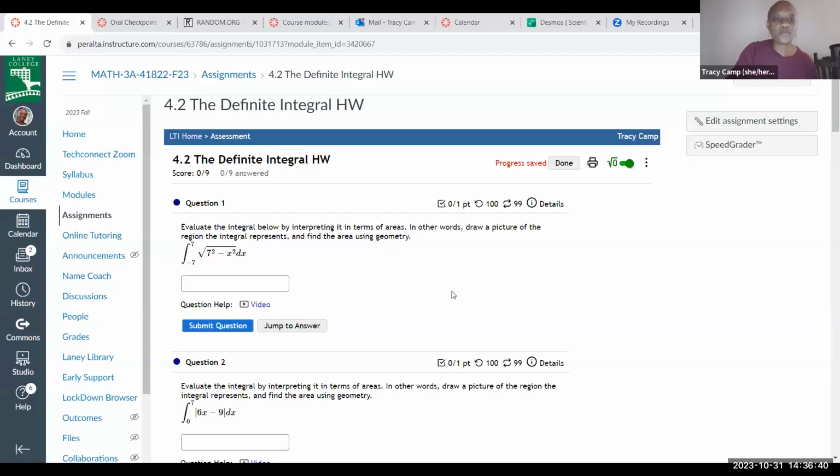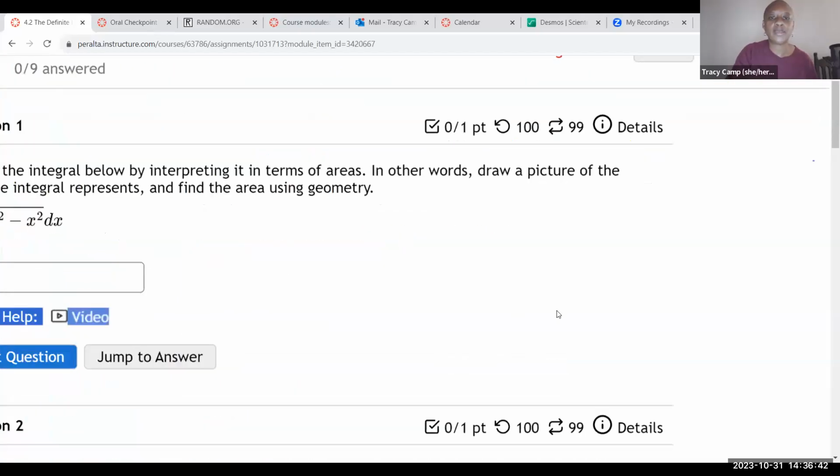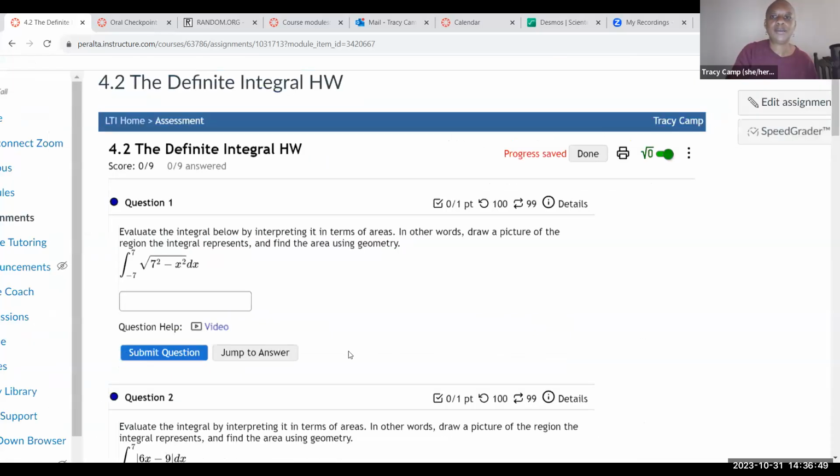So this is section 4.2. Let's look at problem number 1. Oops, number 1. Wait, what? What did I do? Why can I not? Oh, well, I guess I'll just look at it like this.